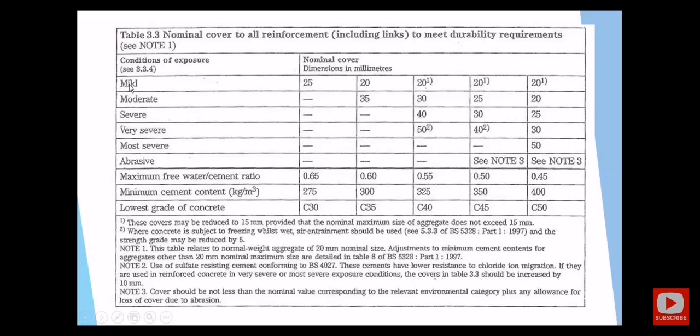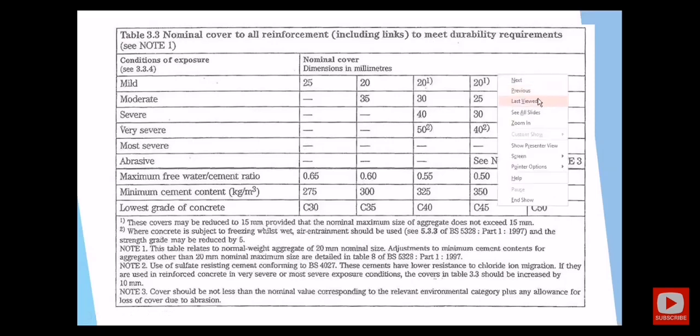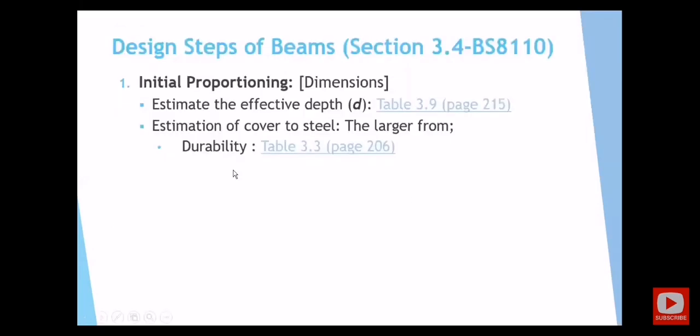Let's say you have a mild exposure, and in this case, if you have a concrete 30 megapascal, the cover will be 25. If you are using concrete 35, of course, the cover will be less and will be 20 in this case. So using this table is exactly similar to what we did in case of slabs. And if you want more, you can go and check my videos about one-way slabs and two-way slabs.